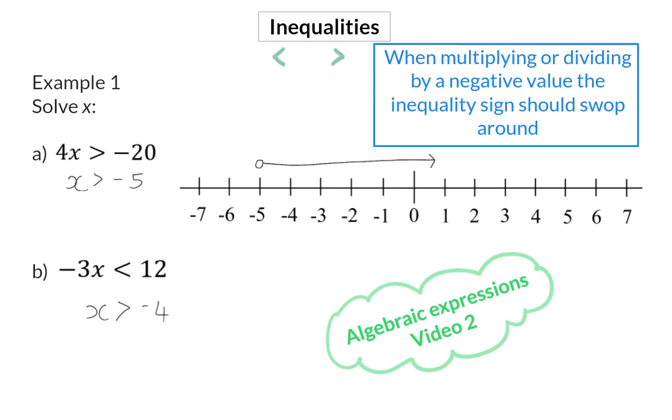Let's choose any of these possible values. So let's take 2. If I substitute x with 2, I will have the statement that 8 is bigger than minus 20, and this is true. But if I now choose a wrong value, something to the left of minus 5, so let's take minus 6, and substitute that, I will have 4 times minus 6 is bigger than minus 20, but this is minus 24 bigger than minus 20, which is not true. So here you can see that any number bigger than minus 5 will make this statement true.